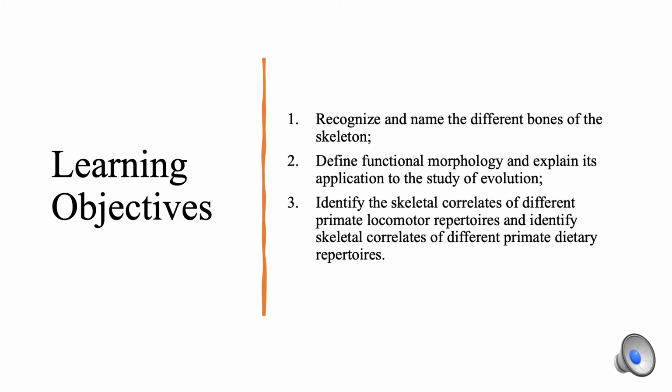By the end of this lecture and review of the material, everyone should be able to do the following. First, recognize and name the different bones of the skeleton. Define functional morphology and explain its application to the study of human evolution. Identify the skeletal correlates of different primate locomotor repertoires, and identify skeletal correlates of different primate dietary repertoires. Now, let's get into the first portion of the lesson.